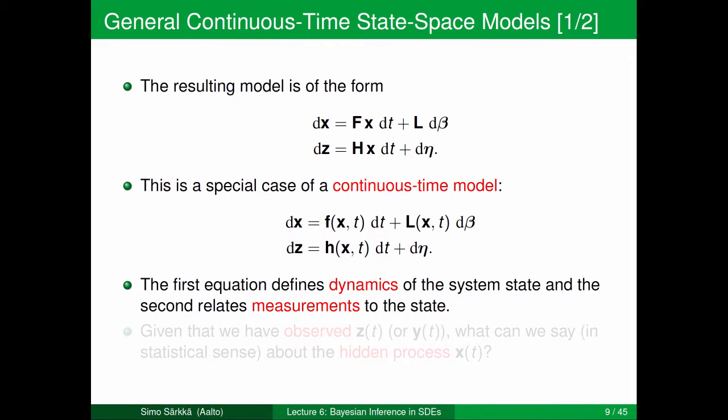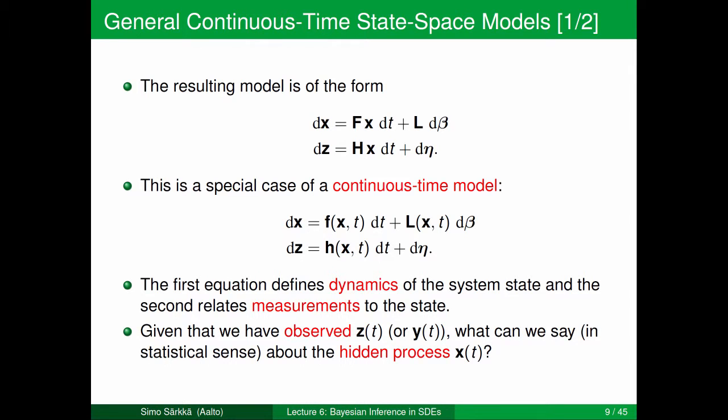Now the first equation here defines the dynamics of the system. For example, the dynamics of the car, in our case, derived from Newton's laws. And the second relates the measurements to the state. So in our case, we had a radar measuring noisy versions of the position of the car. Now the problem at hand is that given that we have observed z or y, what can we say in statistical sense about the hidden process x of t? So can we somehow estimate the process x of t without observing it and only observing z?